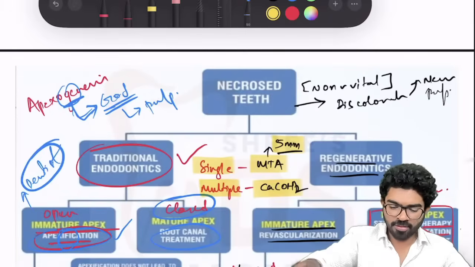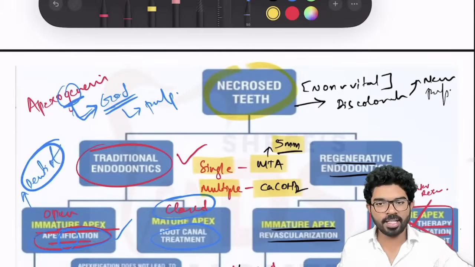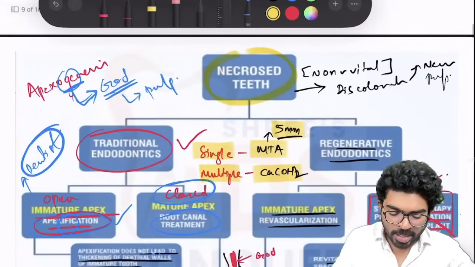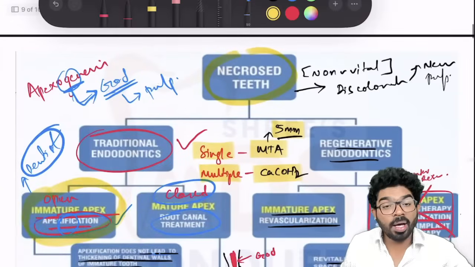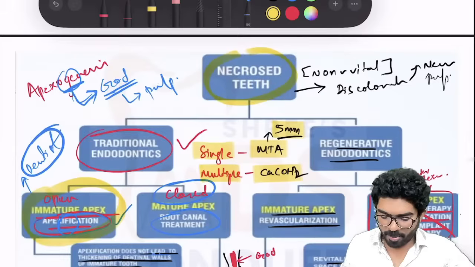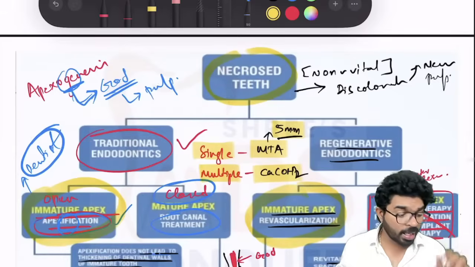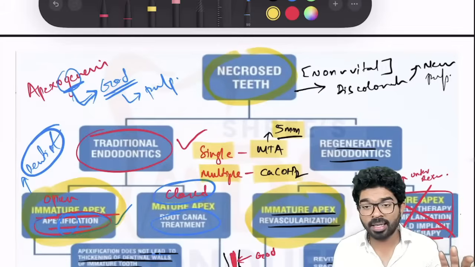So you have the flow chart in front of you. Necrotic tooth, yes, non-vital. I'm going to come to this table. Now it's an open apex. So I can go traditional endodontics, I can go apexification, but I have a disadvantage of apexification. In modern endodontics, I can do revascularization. So both are right.